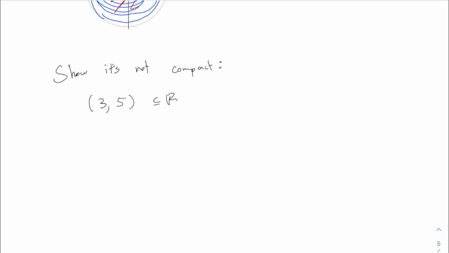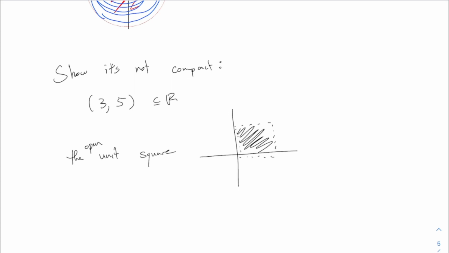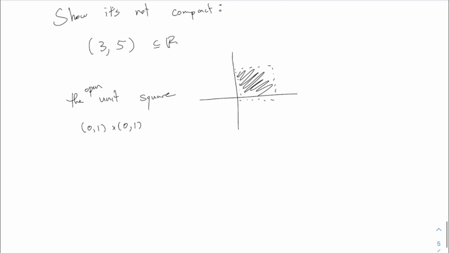How about the unit square? The open unit square in R2, like that. It contains none of its boundary points, but if you like, you could write this as a product, (0,1) cross (0,1). It's the product of 2 open intervals. The open unit square in R2. And then I got one more. I got 2 more.